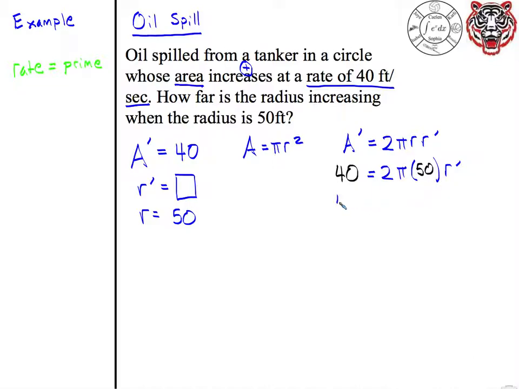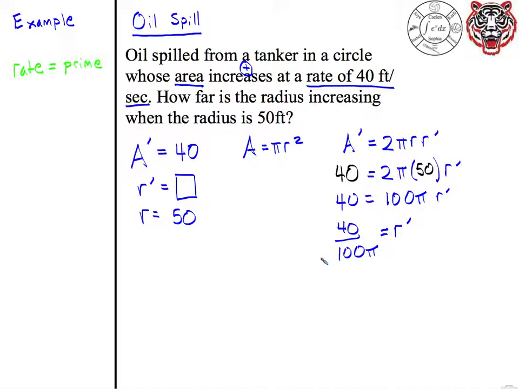So let's simplify this a little bit. This is going to be 40 is equal to, what does this simplify to? 100 pi r prime. And then what am I going to do to both sides? Divide by 100 pi. Okay, so I'm going to get 40 over 100 pi. And in my class, you will always simplify this as much as you can.